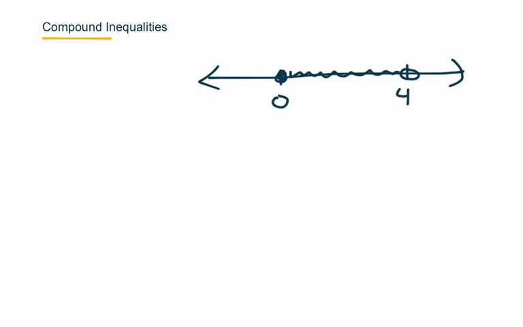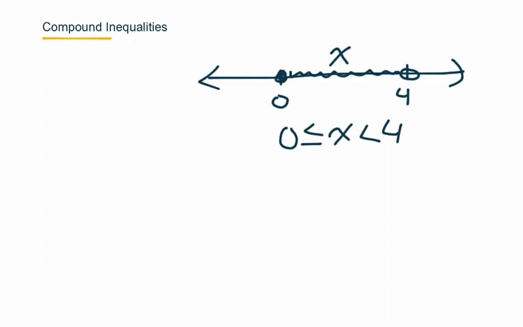And the way we would write this as an inequality, and we'll just stick with the number x, okay? We would say that 0 is less than or equal to x, and x is less than 4. And what we do is we end up with one inequality that actually comes from two.